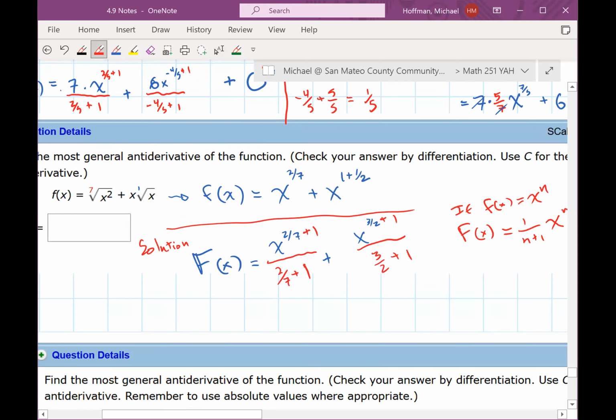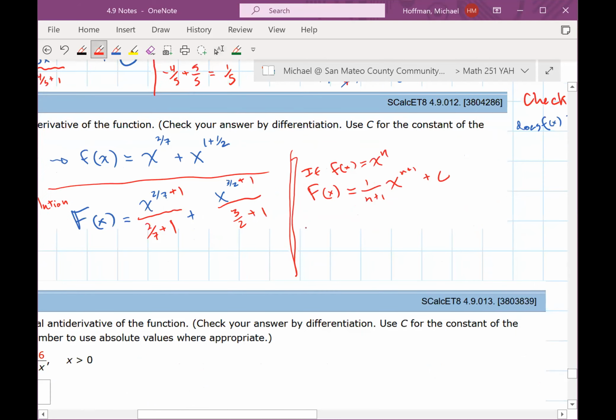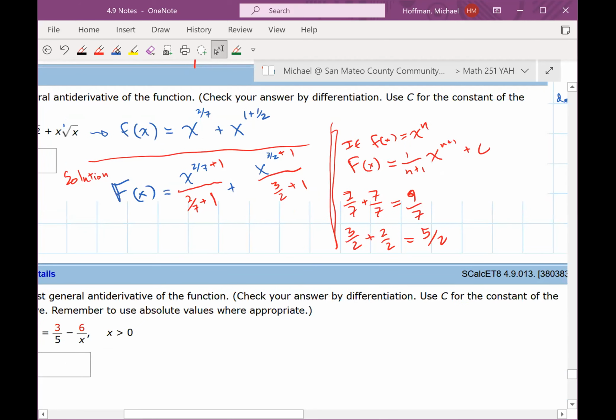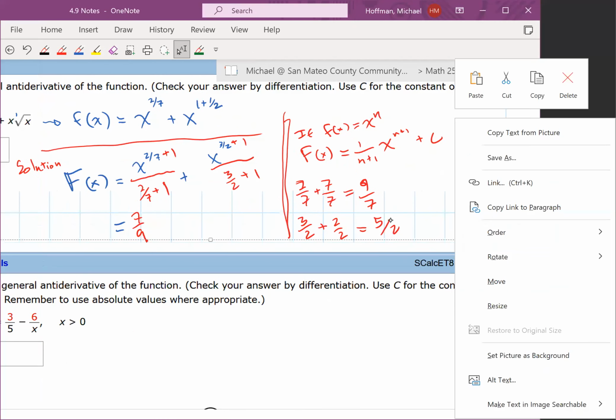Okay, we're using this inverse power rule right here. I just need to remember what's 2/7 plus 1: 2/7 plus 7/7 is going to equal 9/7. 3/2 plus 1, 2/2 again, is going to be 5/2. Okay. So what I end up doing, and I'm going to do a shortcut now, is I end up with the reciprocal of these things in the front, because I'm dividing by 9/7. So that's the same thing as multiplying by 7/9. I'm dividing by 5/2, so that's the same thing as multiplying by 2/5.